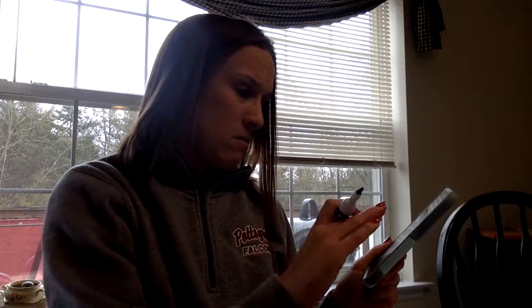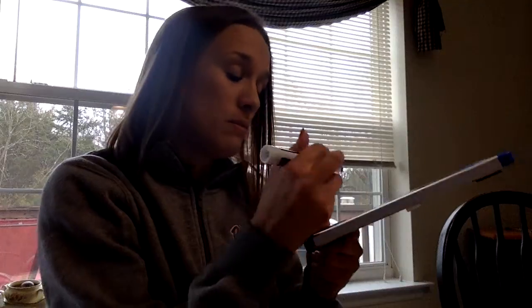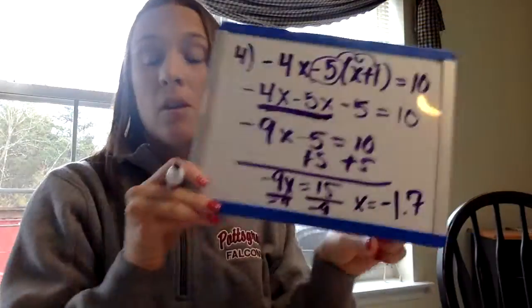And then divide 15 by negative 9. And x is going to equal negative 2 point something. Let's see. 15 divided by negative 9. Oh, negative 1. No, negative 1. What am I doing? So it's negative 1.7. I rounded. All right?